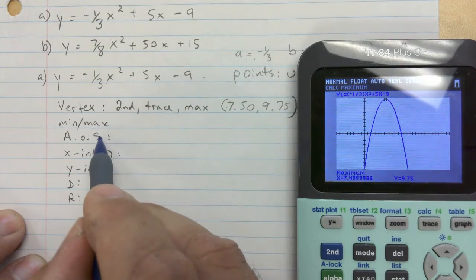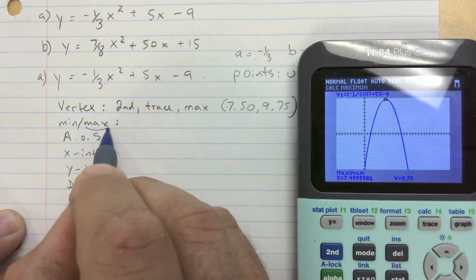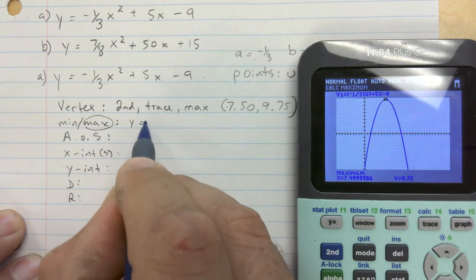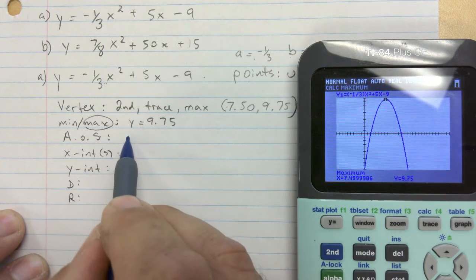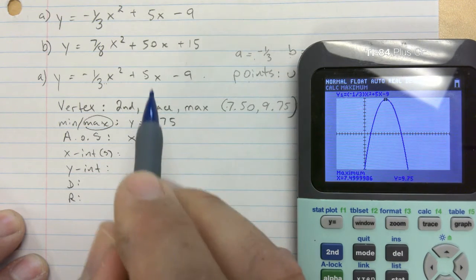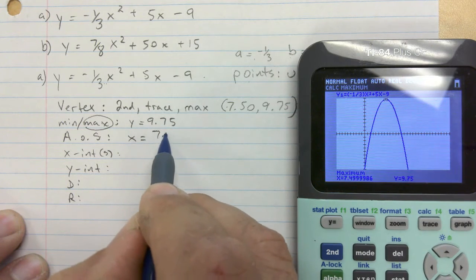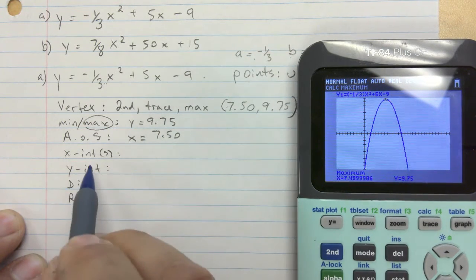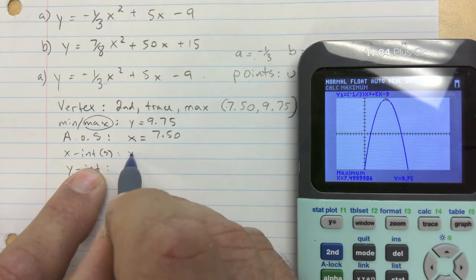And then these two can be answered by just looking at that. In this case we have a max, and that is y is equal to 9.75. The axis of symmetry is the vertical line that cuts it in half, and that is the x value, so 7.5. The x-intercepts, I'm going to write down my steps already.